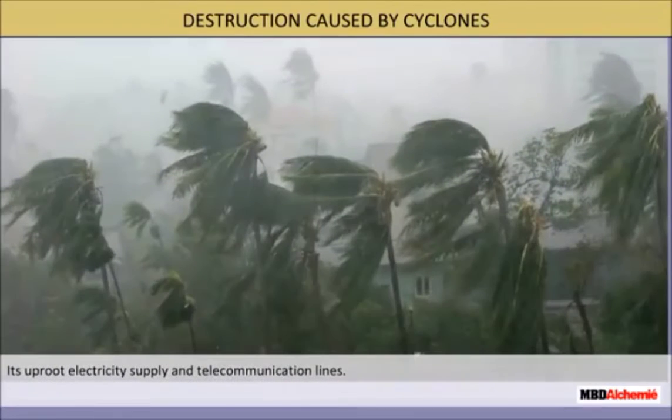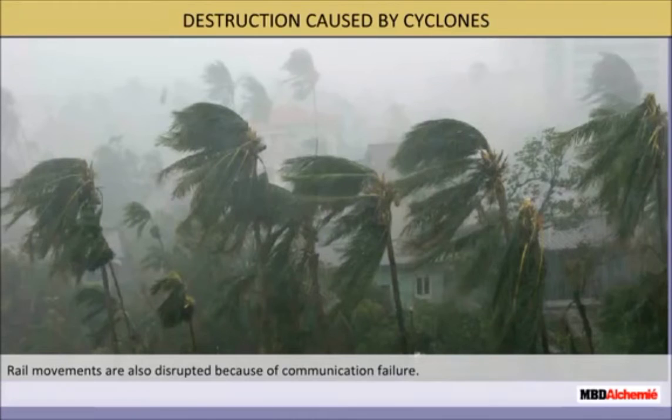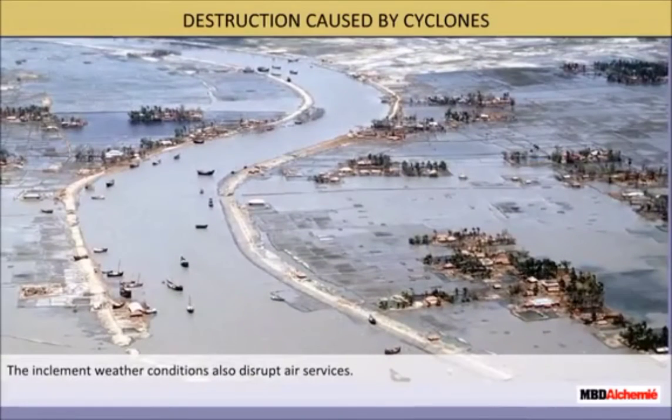It uproots electricity supply and telecommunication lines. Power supply shuts down and telephones stop functioning. Road and rail movements come to a halt because floods damage rail tracks and breach roads. Rail movements are also disrupted because of communication failure. The inclement weather conditions also disrupt air services.